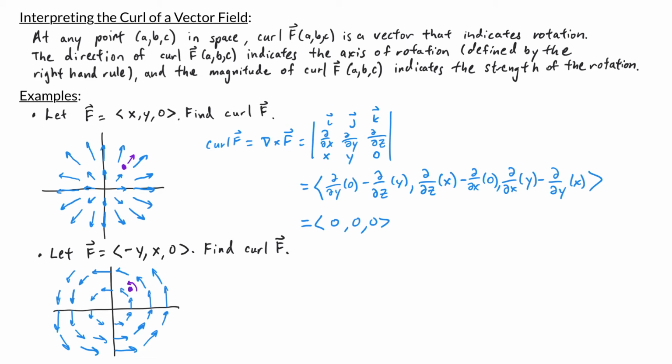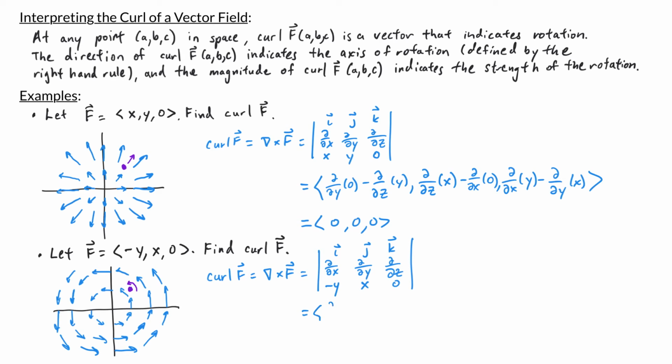If I go by the right-hand rule and the ball is rotating counterclockwise, then the axis of rotation is straight out of the screen and it should point towards you. So let's calculate the curl of this vector field. We have that the curl of f is equal to the del operator cross f. So again, that's the determinant of i, j, k, partial with respect to x, partial with respect to y, partial with respect to z, and in the last row we have minus y, x, and 0.